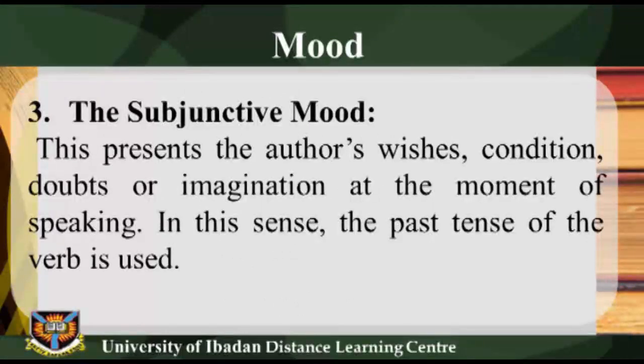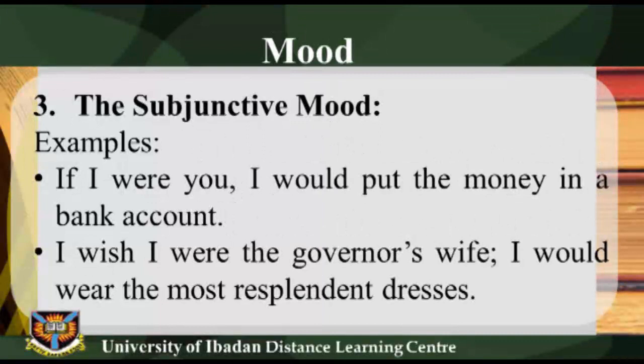Number 3. The subjunctive mood. This presents the author's wishes, condition, doubts, or imagination at the moment of speaking. In this sense, the past tense of the verb is used. A. If I were you, I would put the money in a bank account. B. I wish I were the governor's wife. I would wear the most resplendent dresses.